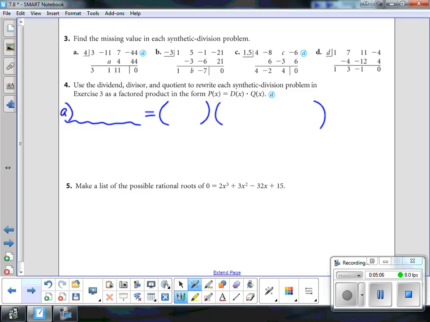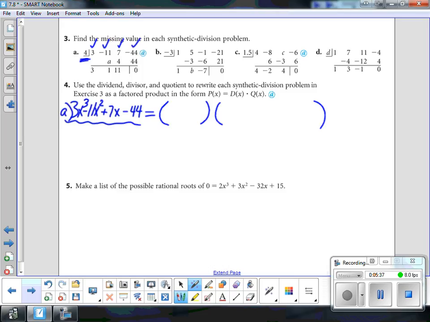For A, the negative 44 would be the constant. Let's work our way back. 7 would be the number in front of x, the coefficient. Negative 11 would be in front of x squared. And 3 would be in front of x cubed. So that would be the original polynomial. Let me clean that up a little bit. Negative 11x squared plus 7x minus 44. That would be the original polynomial.